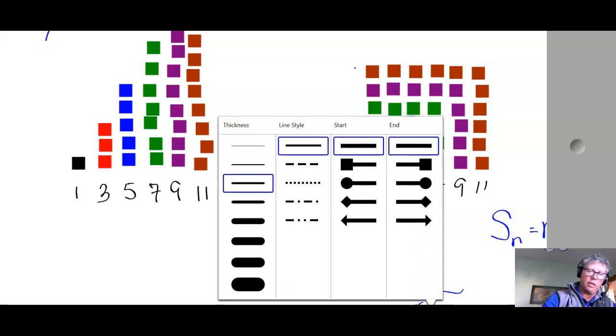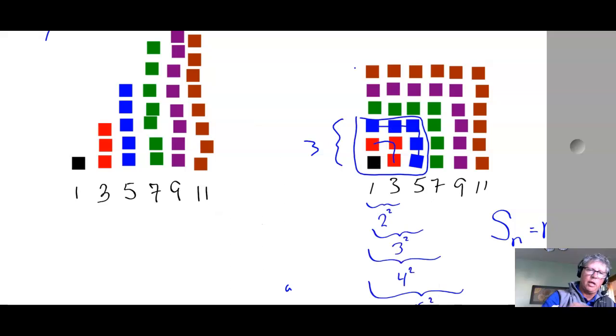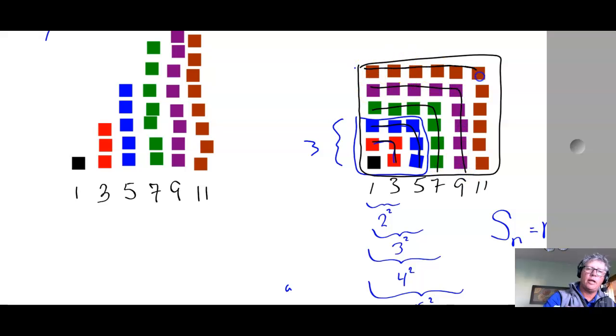One more little look. If I add the first 6 numbers, there's the 1, the 3, the 5, 7, the 9, and the 11, we get a 6 by 6. So that would suggest that all those squares would end up being a total of 36, and it does. So kind of cool.